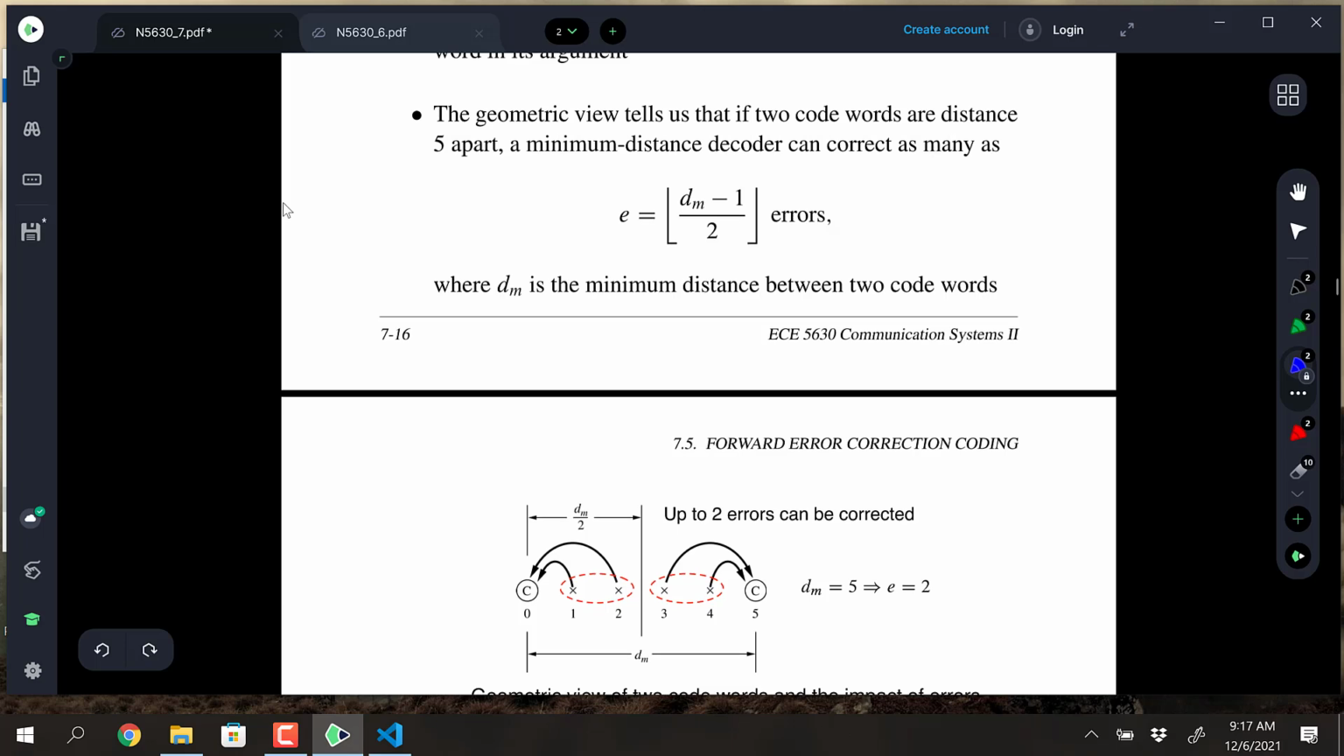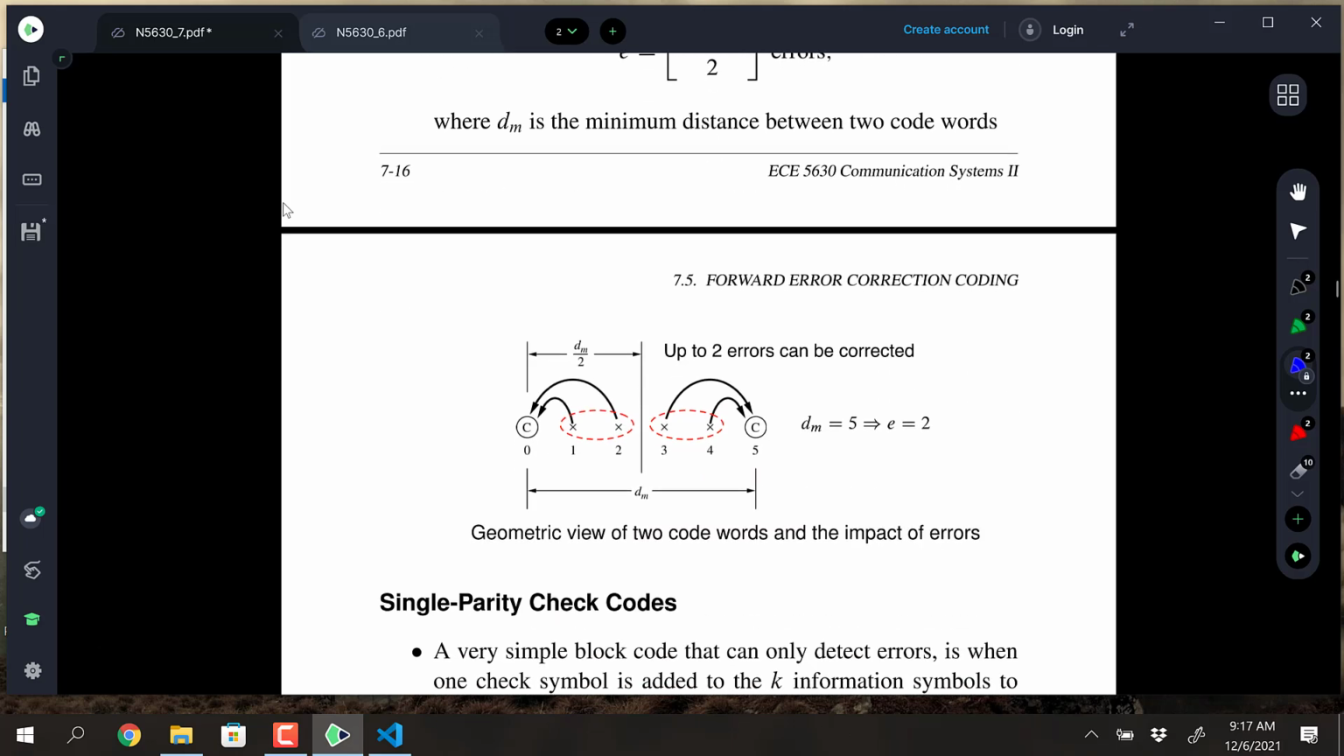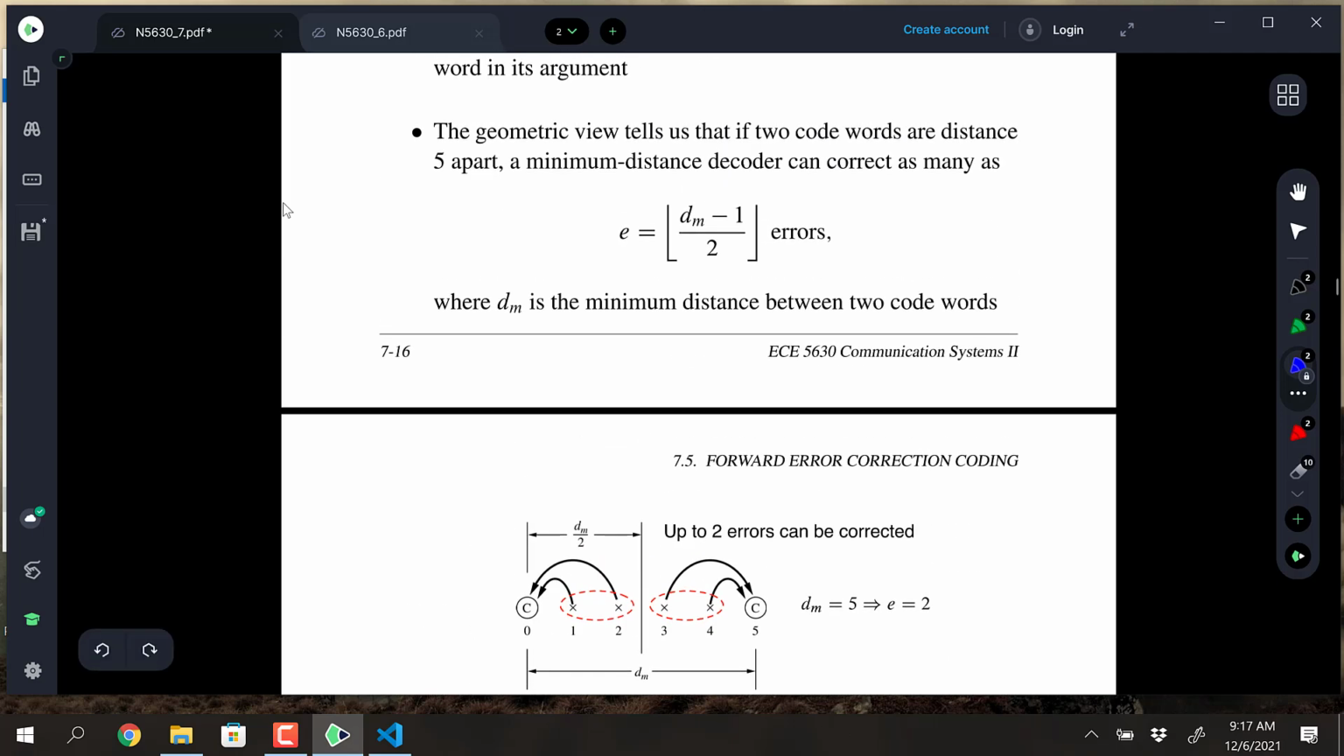If they're 3 apart, then you can correct 1 error. But in general, if dm is 5, then you can correct 2. If dm is 3, you can correct 1. So you can't be at a tie-breaking point, because the tie-breaking point is not good enough to get it correct.